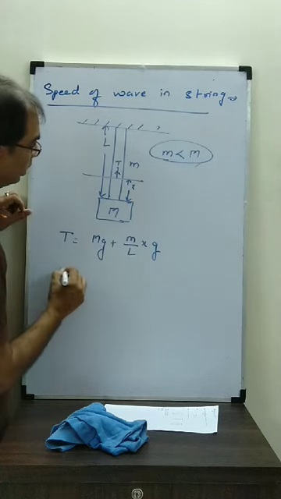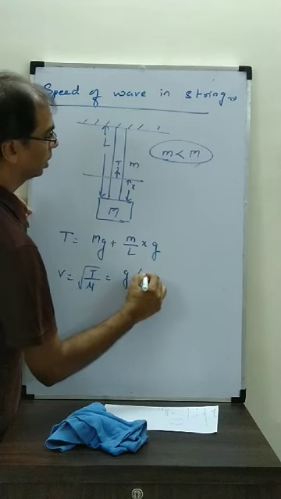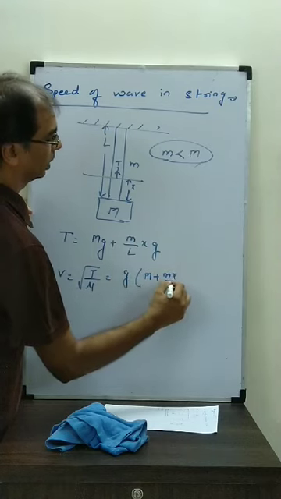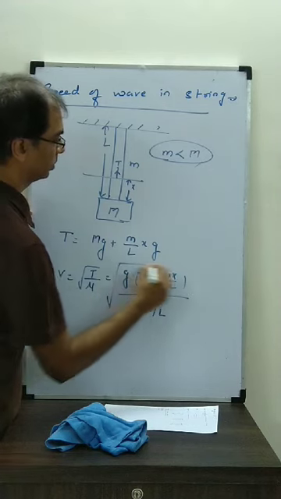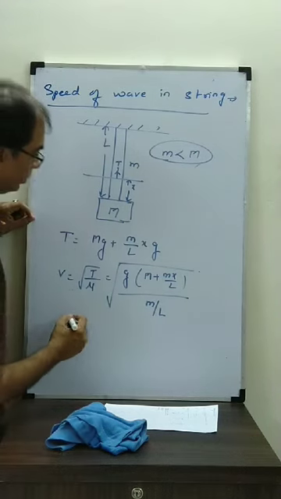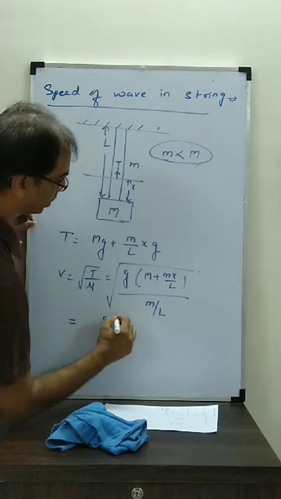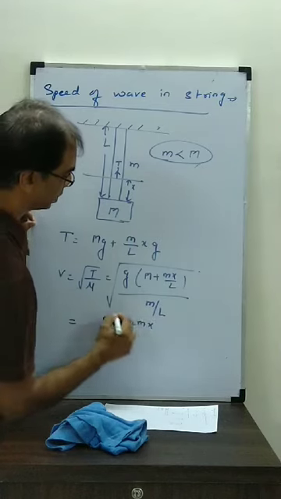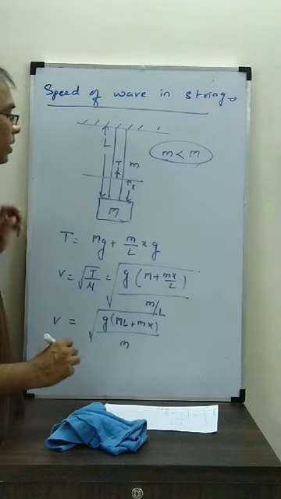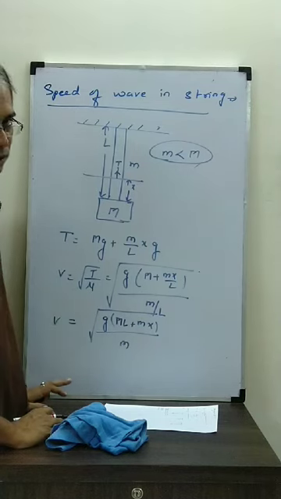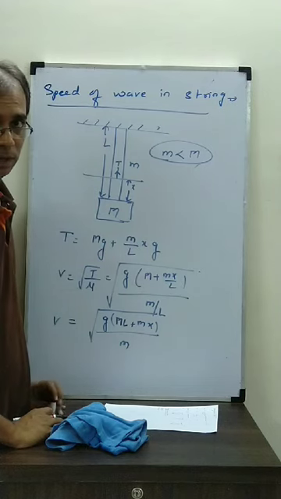Then v equals root of T by mu. So with g taken common, (m plus Mx by L) by mu. What is mu? M by L. This will be the speed. Further we can solve this one. This is root of g (ml plus Mx) by M. If we have to find the time, again we can write this as dx by dt and solve it. Okay, so that's it for today.